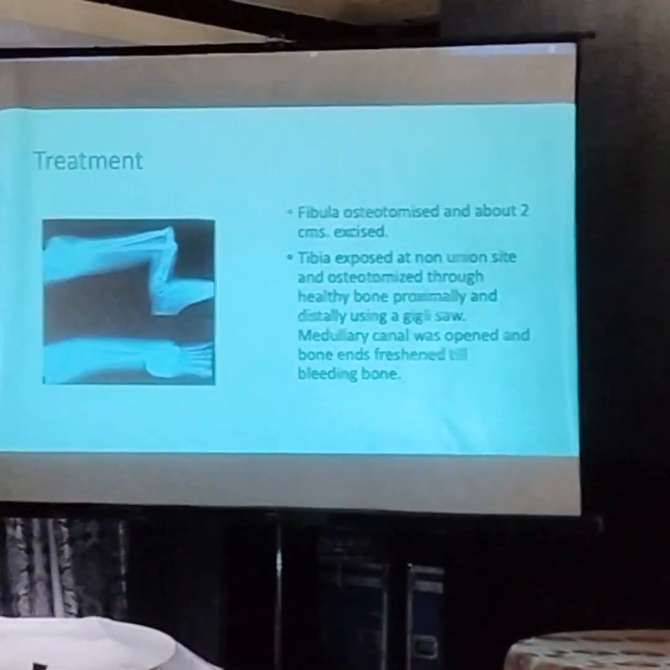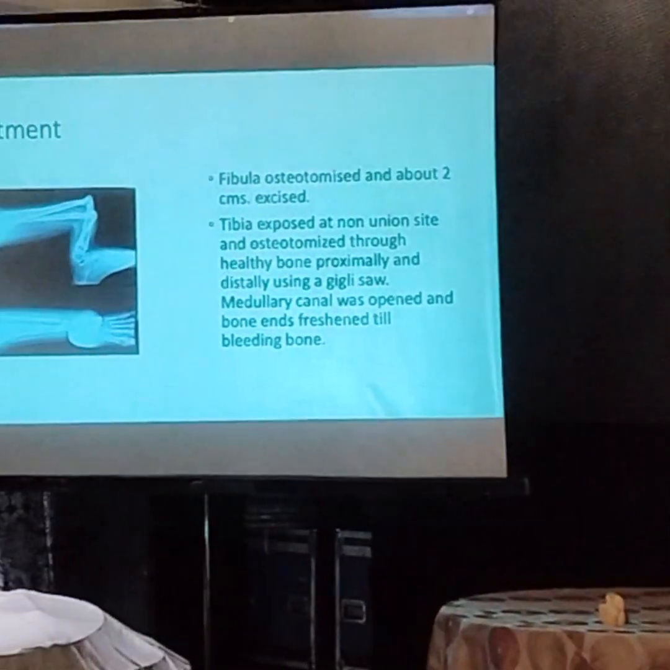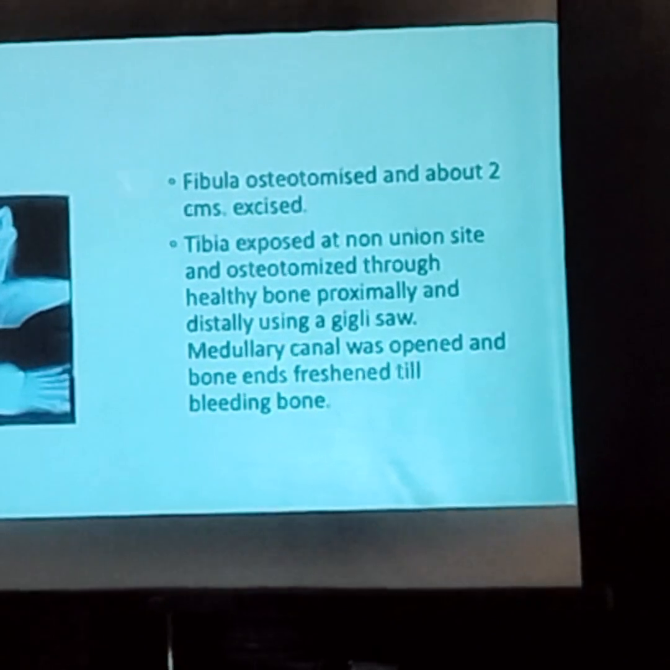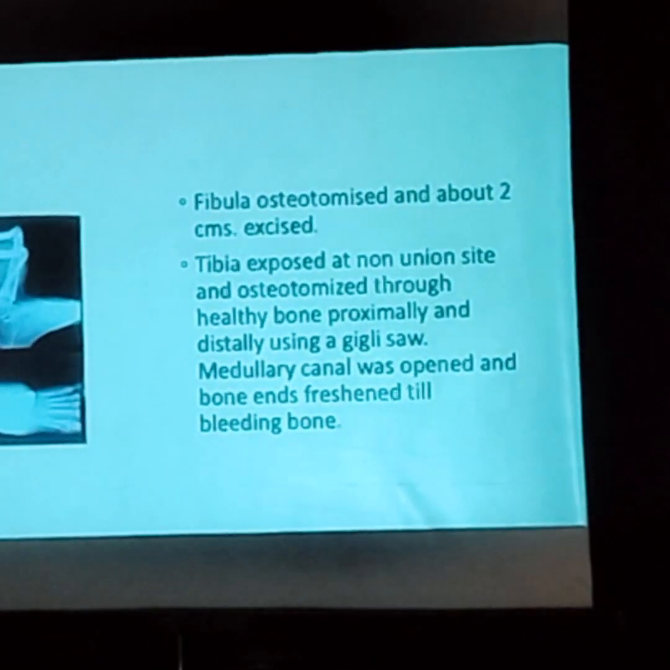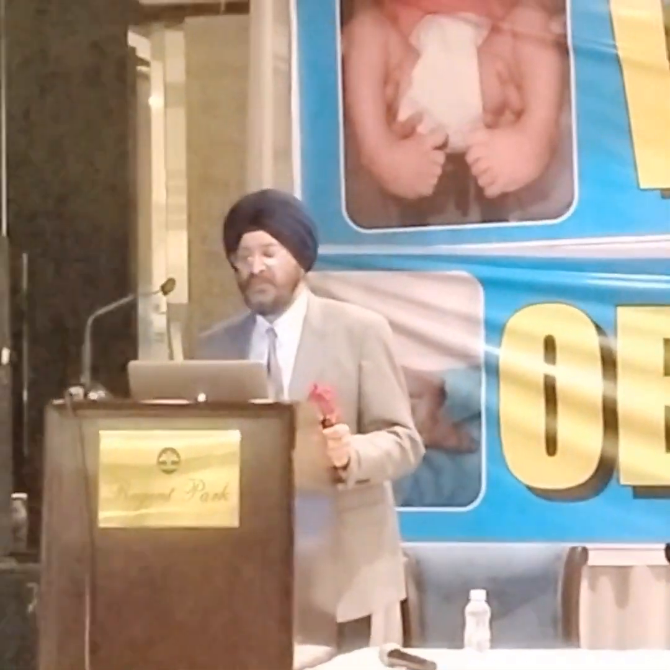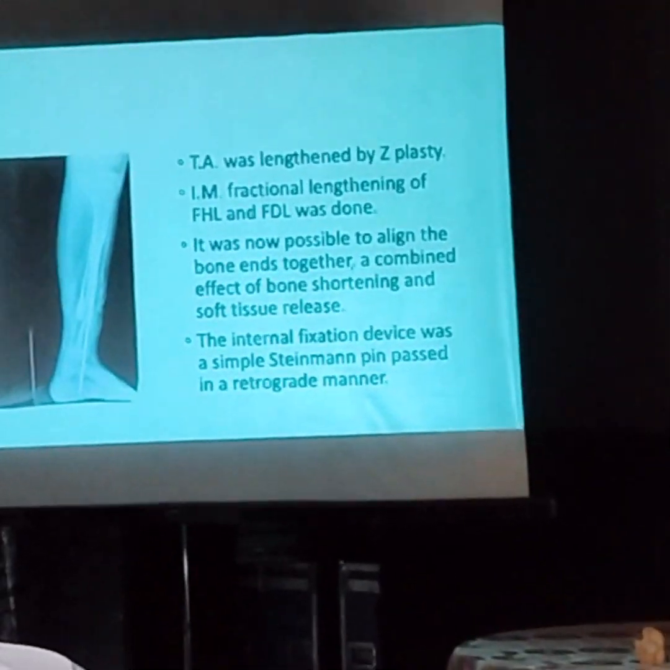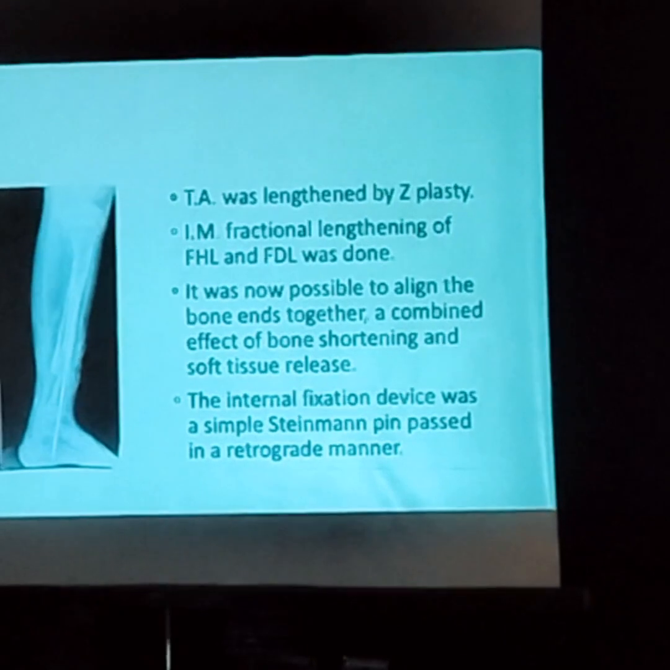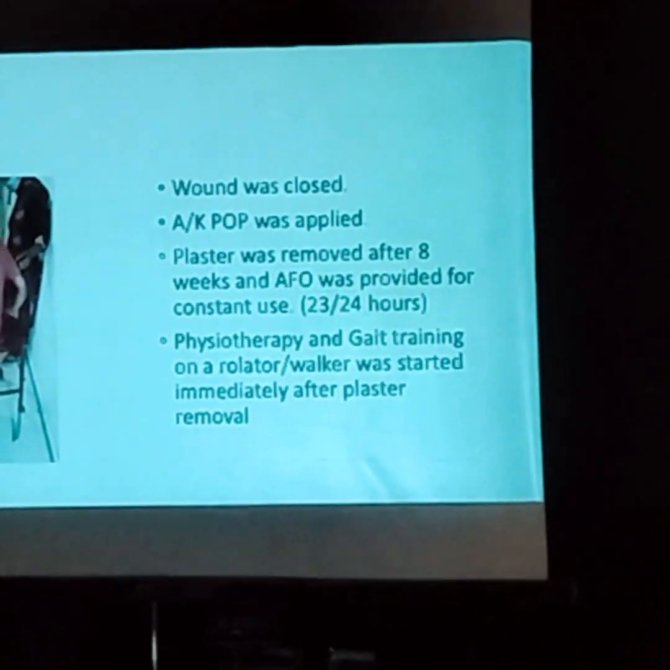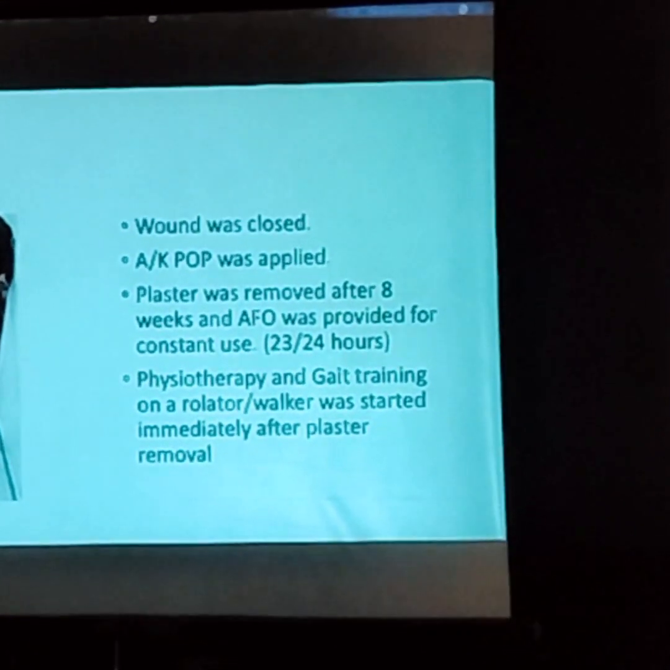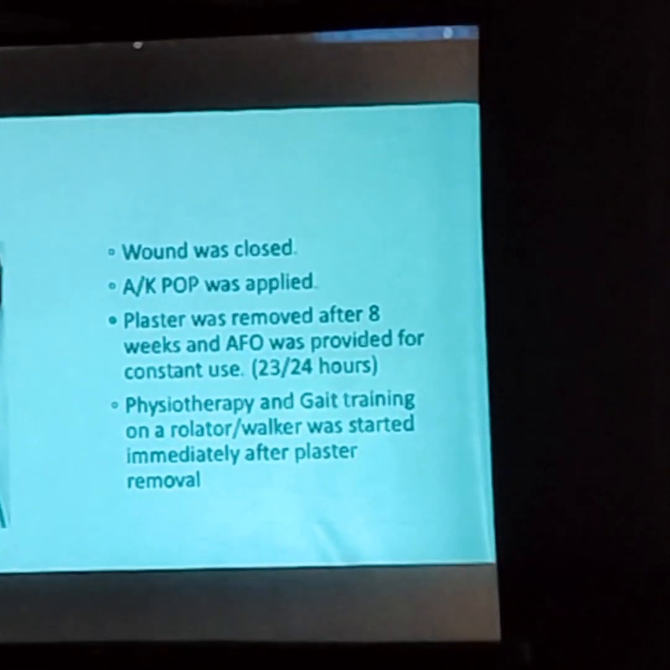We osteotomized the fibula and removed the piece of tibia, the bone that was bad. This white portion was bad, it was removed, the medullary canal was opened, and then a rod was put inside. The bone ends were aligned. You see the soft tissue contractures are gone, the leg is straight, the wound was closed, and an above-knee plaster was applied. Plaster was removed after 8 weeks, and AFO was provided.